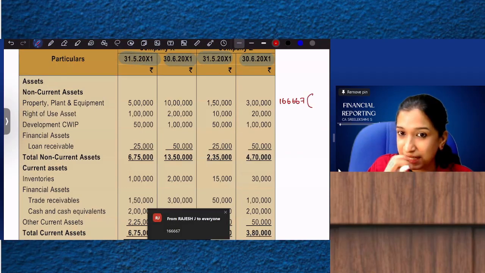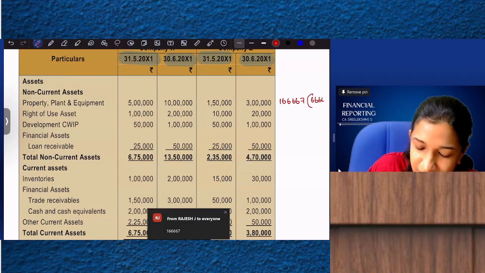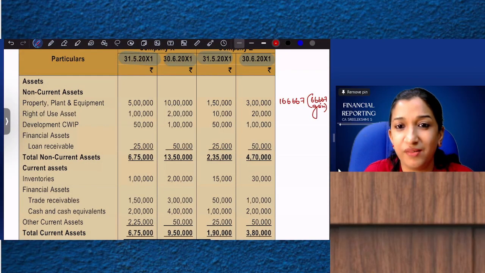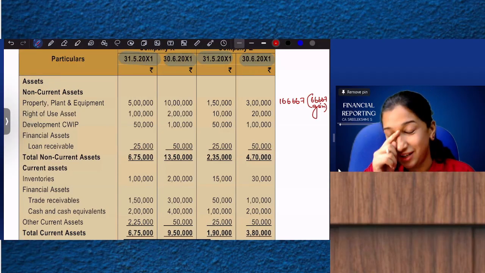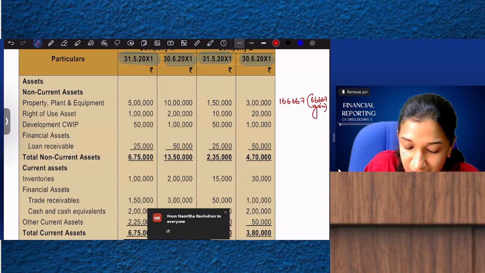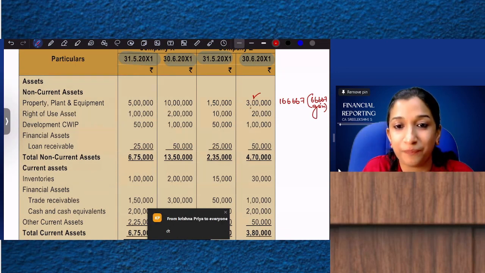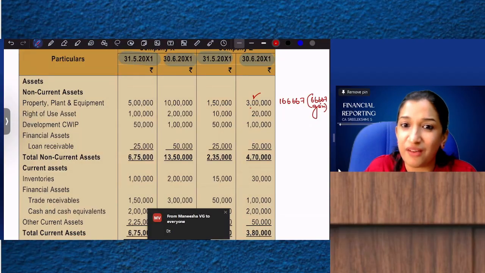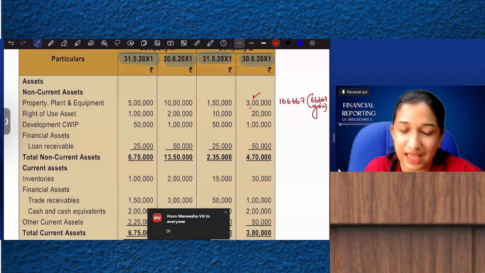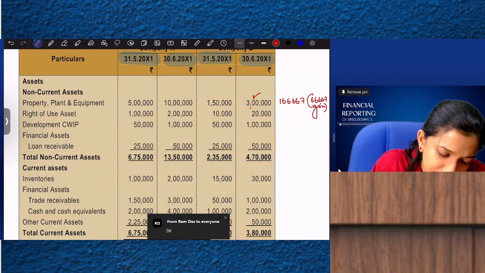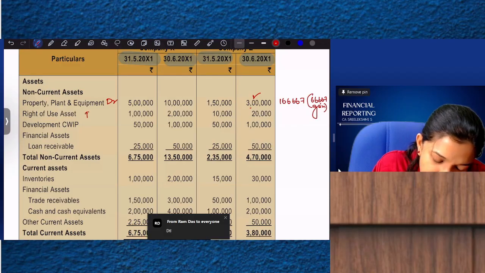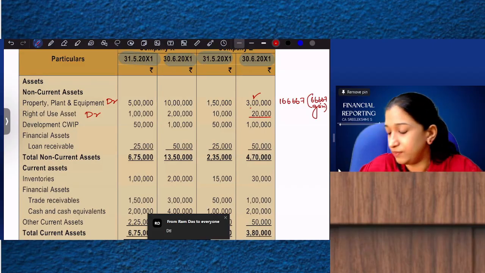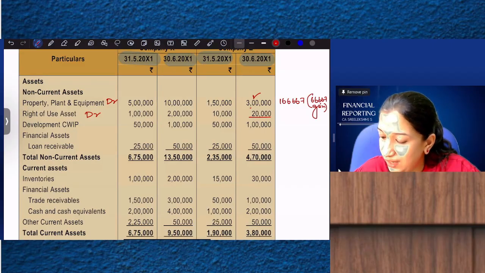1,66,667, brackets 66,667 gain. Why do I identify 66,667 gain? There is revaluation. See, if there was no revaluation, my share is only 3 lakhs into 1 by 3. But here it is 5 lakhs into 1 by 3. So 66,667 gain, deferred tax liability. Then ROU asset debit. There is no revaluation. So 20,000 into 1 by 3.